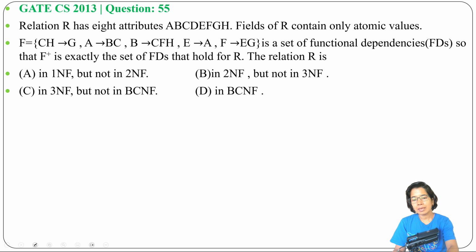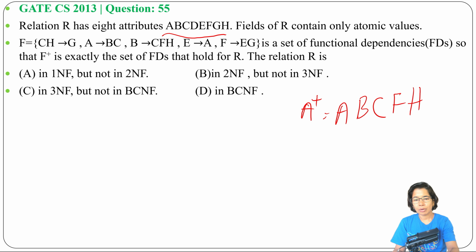So the relation has 8 attributes A, B, C, D, E, F, G, H, and we have the functional dependencies. First we need to find the key. Now what is A positive closure? A positive closure will be A, B, C. Now from B, C, F, H. C is already there, so F, H. Now from F, E and G. Now from E, A is already there. So we got A, B, C, E, F, G, H.